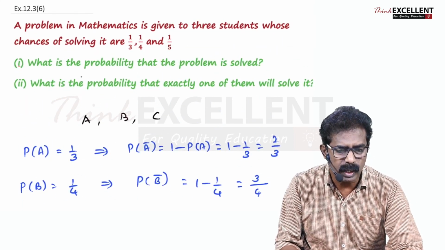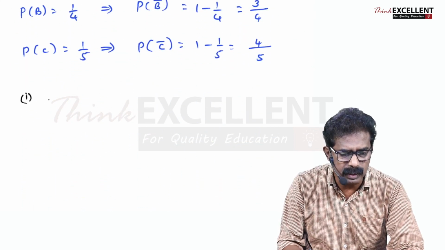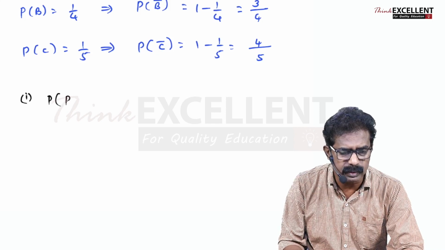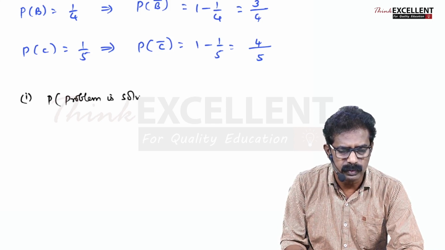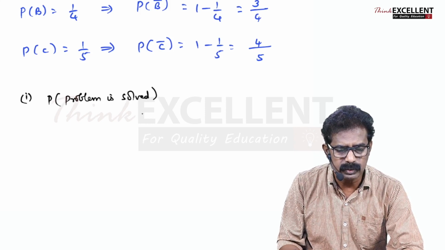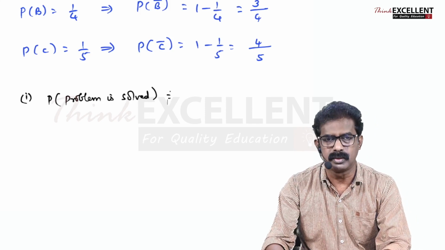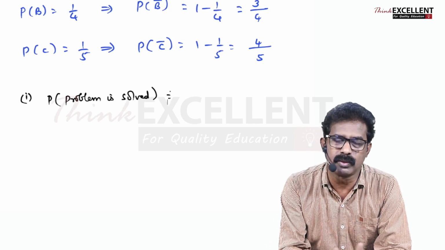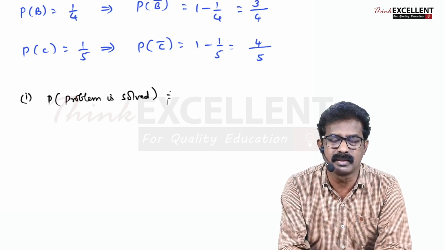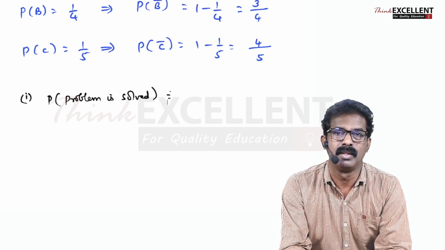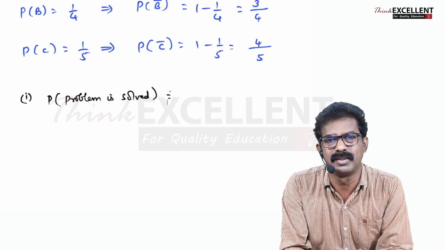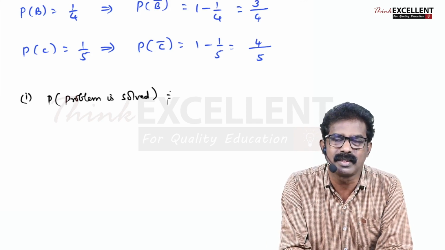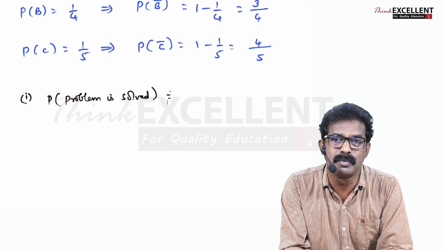Well, the first one is, what is the probability that the problem is solved? Listen here. 3 students are in a class. Your teacher is giving a question and going away. After some time coming back and asking whether you solved the problem. Yes, in a single voice they are telling, yes, problem solved. Then what can the teacher guess? Who would have solved the problem?